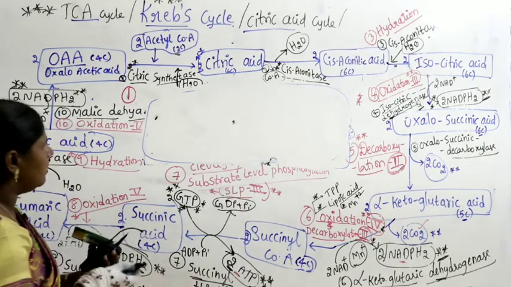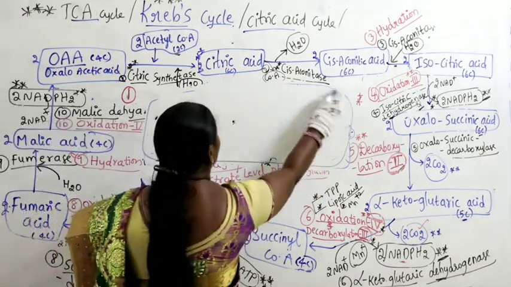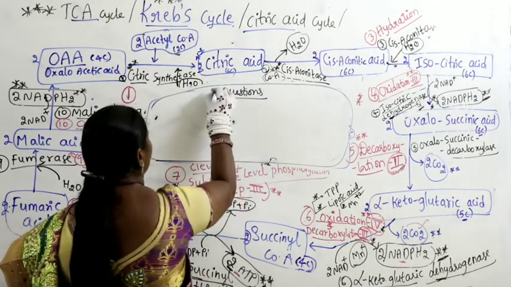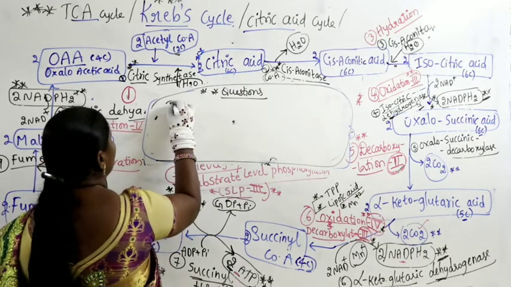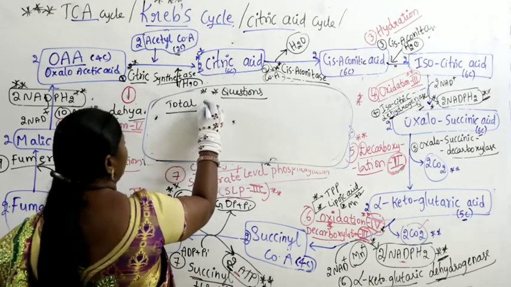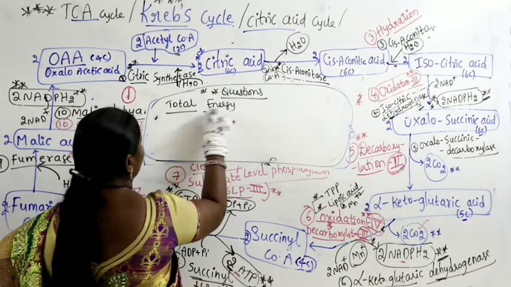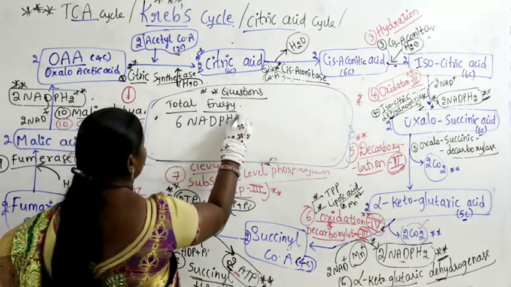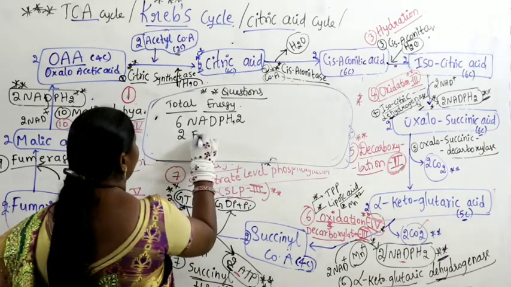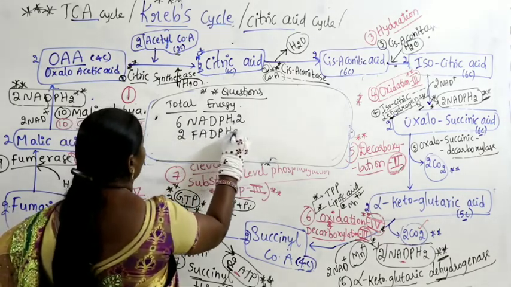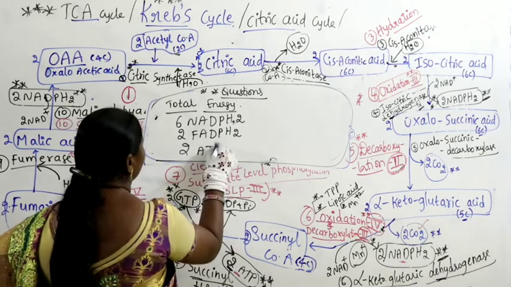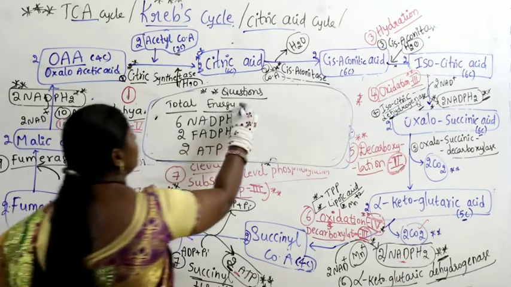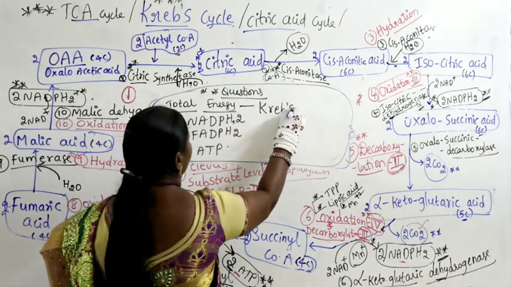Now let us see the questions on the Krebs cycle. The total energy produced in the Krebs cycle, remember: 6 NADPH2, 2 FADPH2 and 2 molecules of ATP. This is nothing but the total energy produced at the time of the Krebs cycle.